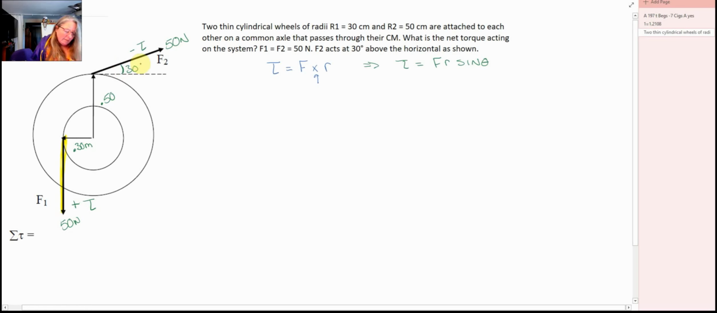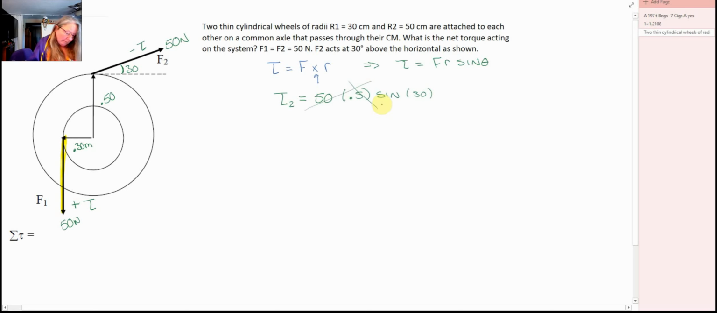And what we might be tempted to do is to look at this and say, okay, so my torque is going to be this for F2. So torque 2. I'd be tempted to say, okay, that's just going to be the force, 50 newtons, times that distance away, 0.5 meters, times sine of 30. And then we would be very sad to find out that this is wrong.